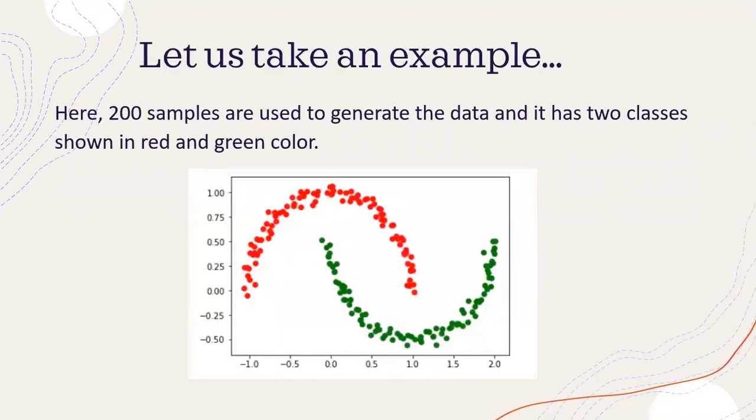Let us take an example to understand this in a better way. As you can see here, there are 200 samples used to generate the data, and it has two classes, one red and one green. This is just a random graph and it doesn't depict anything. We're just taking it to have a clearer understanding of the two processes in forward propagation.